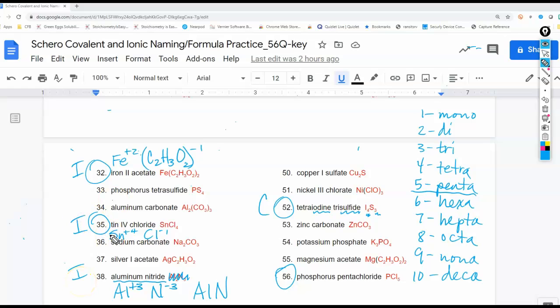And then number 56, phosphorus pentachloride. There is my nonmetal and a nonmetal, so I'm going to name it using my prefixes. No prefix in front of phosphorus means there's a 1 here. So penta tells me there are 5 chlorines, so I end up with PCl5.